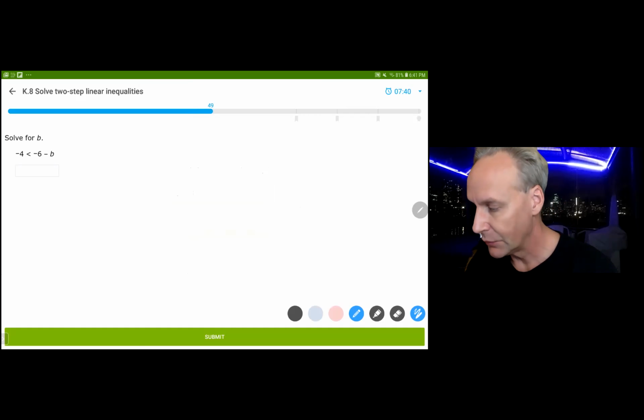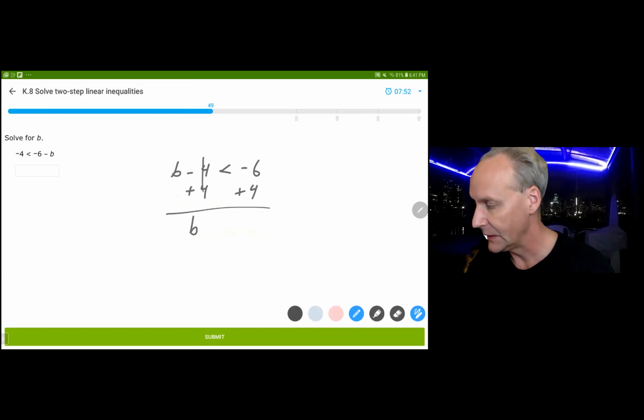Again, I'm going to add B to both sides, and I'm going to have B minus 4 is less than -6. All I did was add B to both sides, and then I'm going to add 4 to both sides. And that gives me B is less than -2.